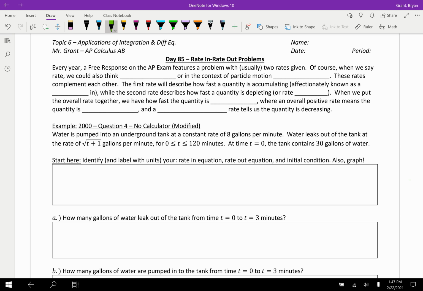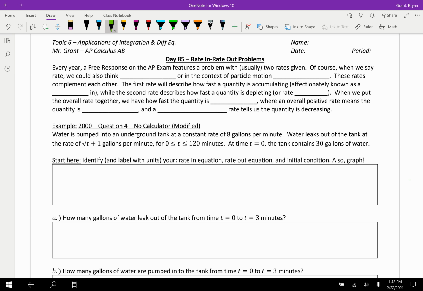in, rate out problems. Once we finish this, so next class, day 86, we're going to jump into differential equations, which is kind of a sharp turn from what we're doing right now, but I think each piece of this topic 6 separately is too short, so we smush them all together. So let's get to it.